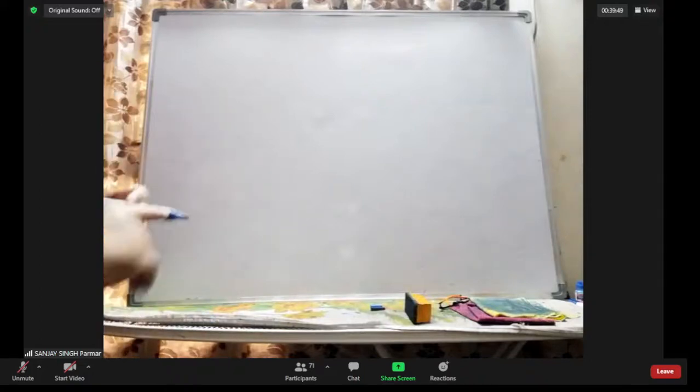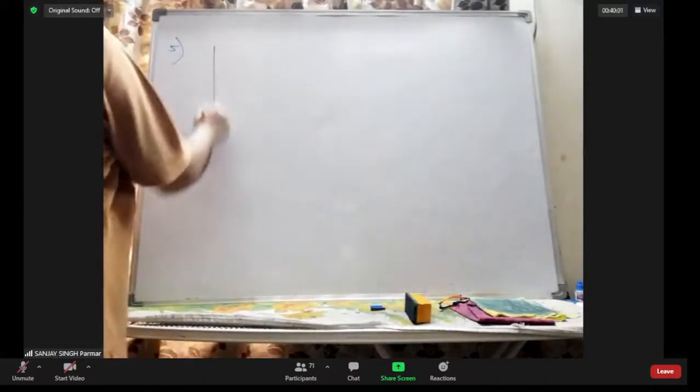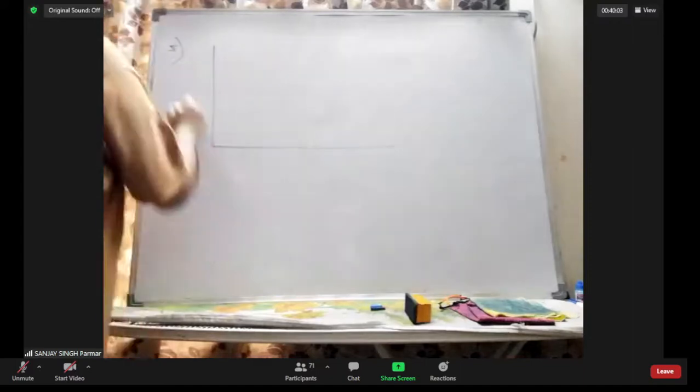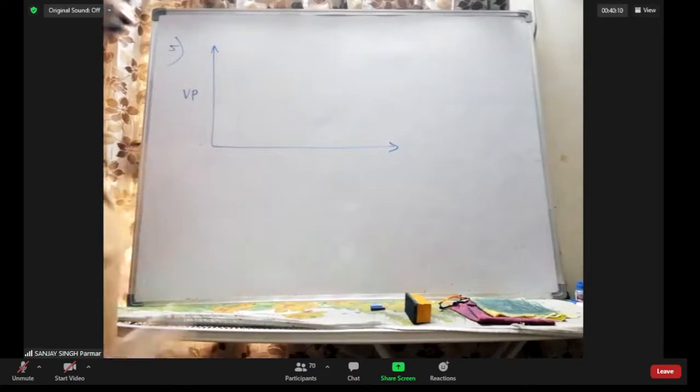Now I'll go for point number 5. Point number 5 is a graph I'll give to you. This graph I have already given to you in the topic where I taught you the Clapeyron equation. So this is nothing but our vapor pressure, it is increasing. And here I'll go for the water temperature.